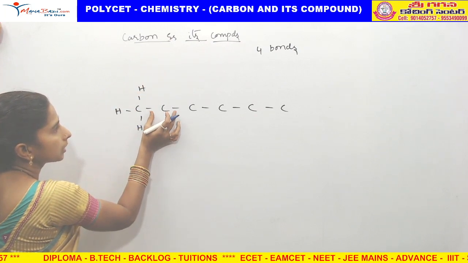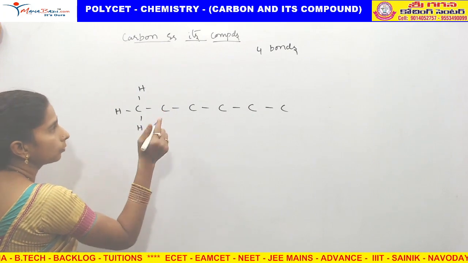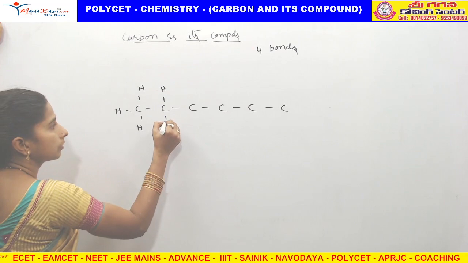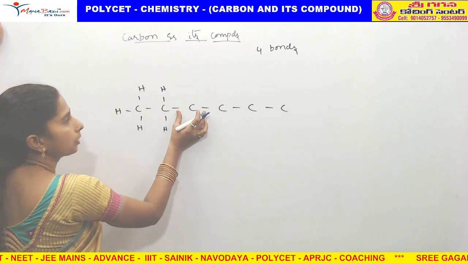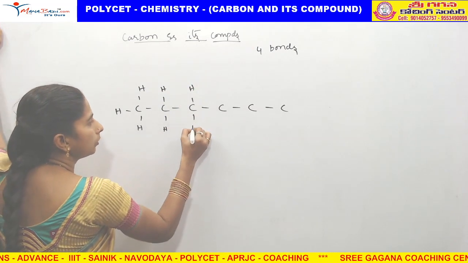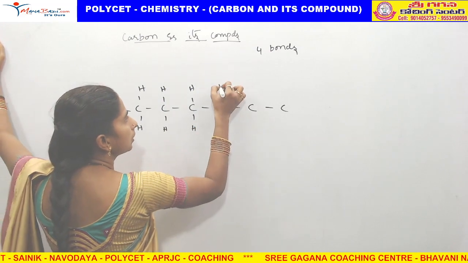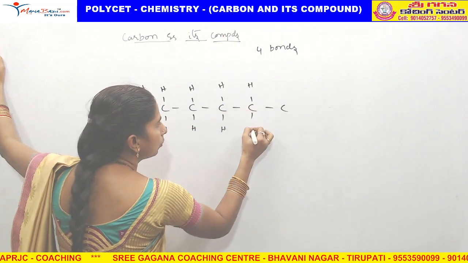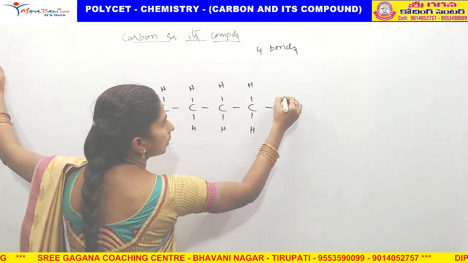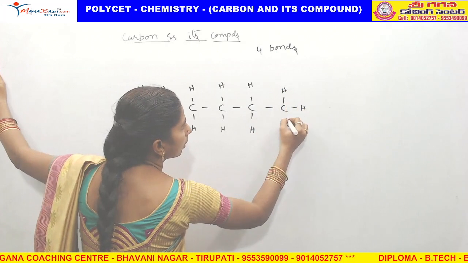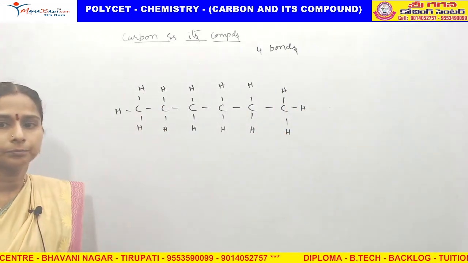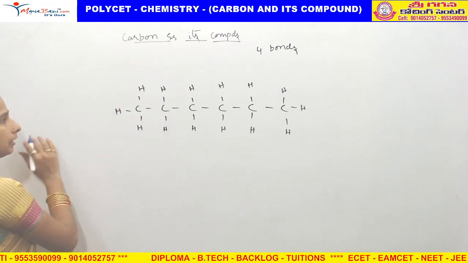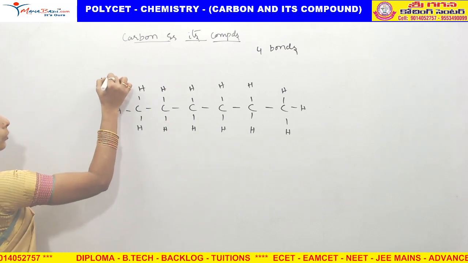Here how many bonds are there? This side 1, this side 1, 2. Remaining how many bonds? 2 bonds, with hydrogen. Here 2 bonds are there, remaining 2 hydrogens. Here 2 bonds are there, remaining 2 hydrogens. Here only 1 bond is there, remaining 3 are hydrogens. I hope you understand. Right.